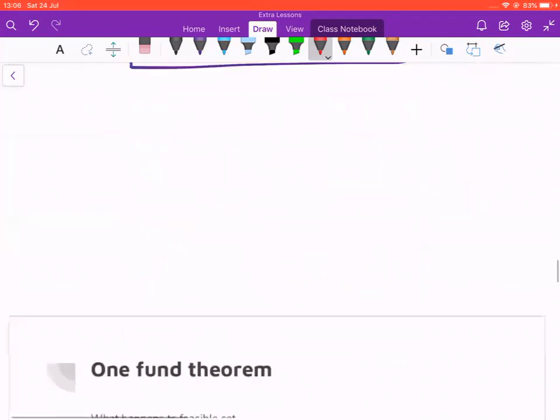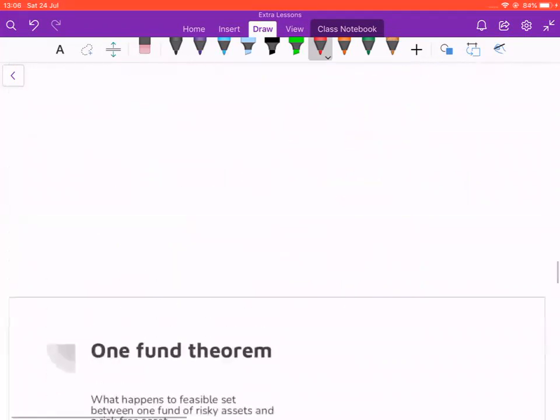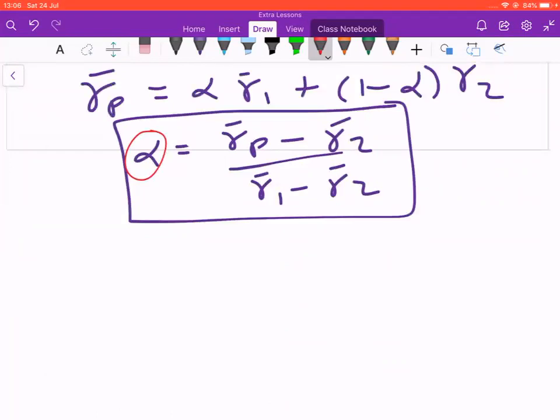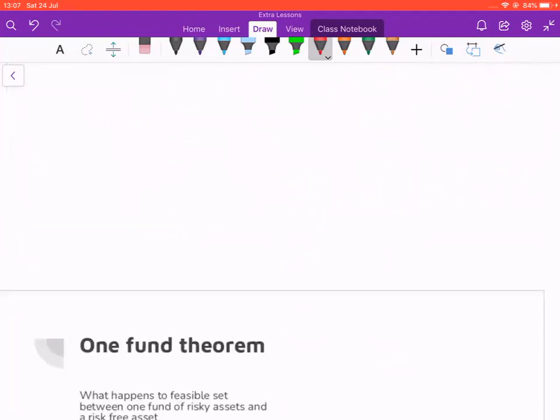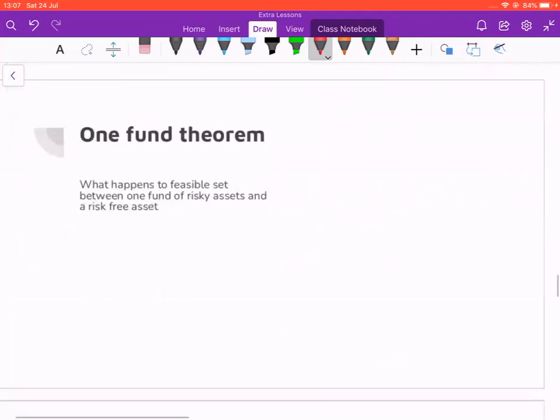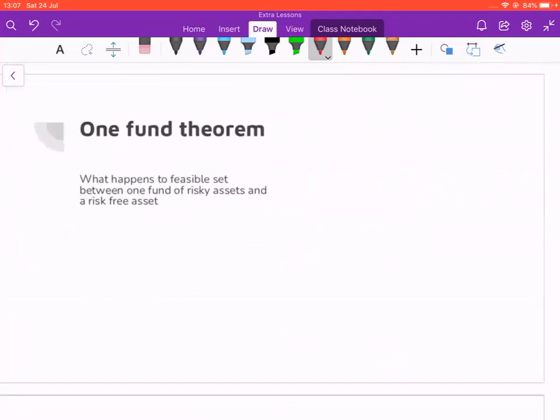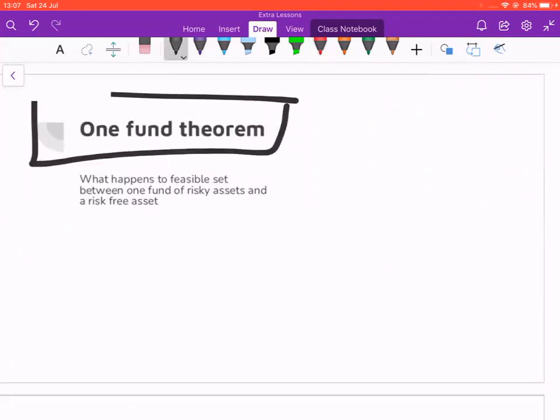I'm going to the one fund theorem. We have seen that since we can just buy two funds instead of buying all the assets, can we simplify this idea further? And yes, we can. We can make it better, and this method is going to be called the one fund theorem.